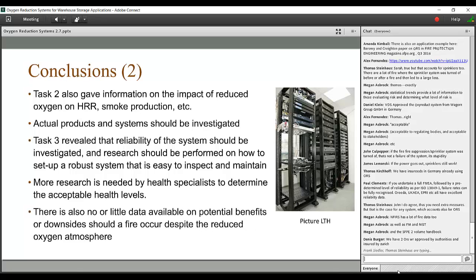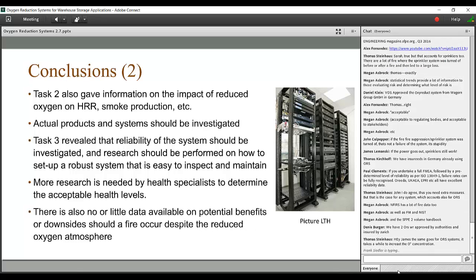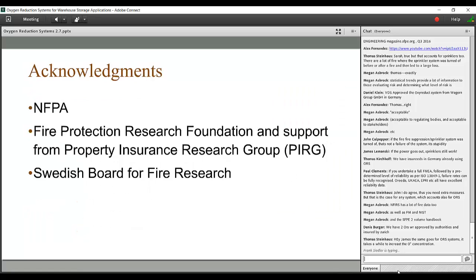What we have seen is that there is still little data available on the benefits and downsides when a fire really occurs, despite the reduced oxygen atmosphere. So when there is a real fire, what is the benefit, or what really happens with fire propagation and fire development? This is somehow the last slide with the conclusions.